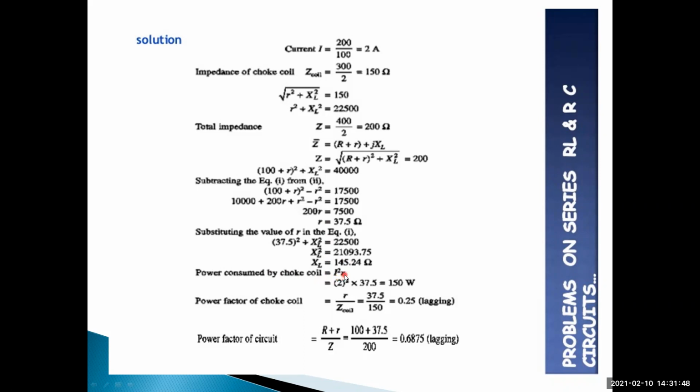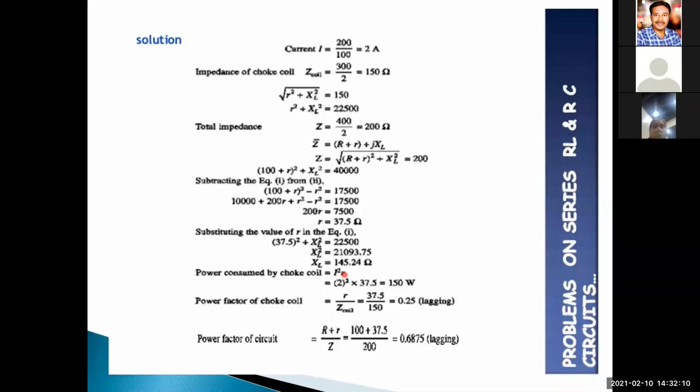Power consumed in the circuit is only because of the resistor, not the inductor. The power consumed across the inductor is equal to 0. Am I right or not? I already explained for a pure inductor, the average power is equal to 0. P is equal to VI cos phi, cos 90, then power is equal to V into I into cos phi, that is equal to 0. Power consumed by the pure inductor is equal to 0.